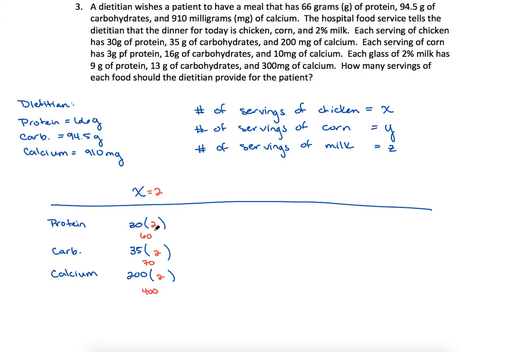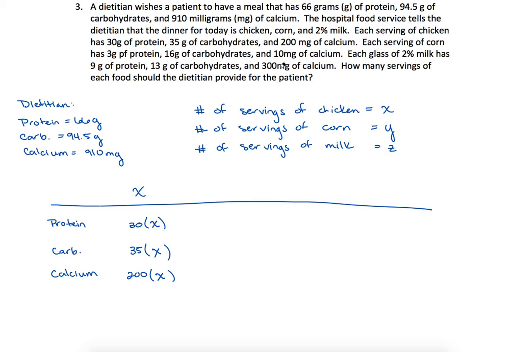So we're still within the 66 grams of protein, right? We're under the 94 grams of carbohydrates, and we're definitely within the 910 milligrams of calcium, all right? So instead of writing 2 or 1, or 3, representing the different number of servings of chicken, let's just call that x, right? So if x were 1, we would multiply 1 times 30. If x were 2, we would multiply 2 times 30, etc.